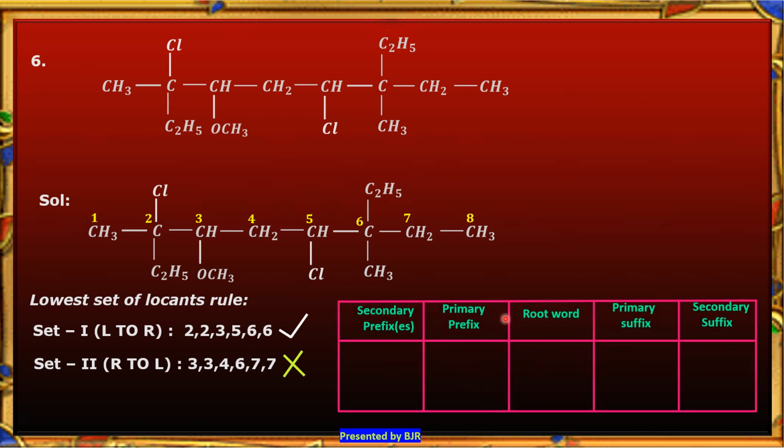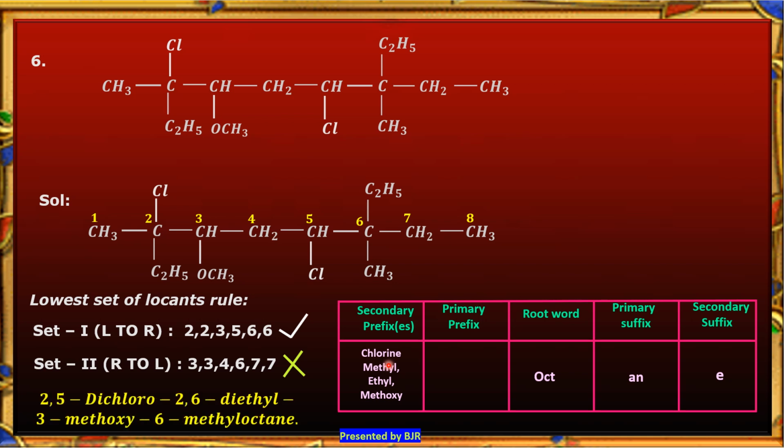So root word, 8 carbon atoms are there. It is oct, primary suffix an, secondary suffix e, and here secondary prefixes. See here, chlorine is there, ethyl group is there. This one is methoxy. Okay, so these are the substituents. This is the IUPAC name for this.